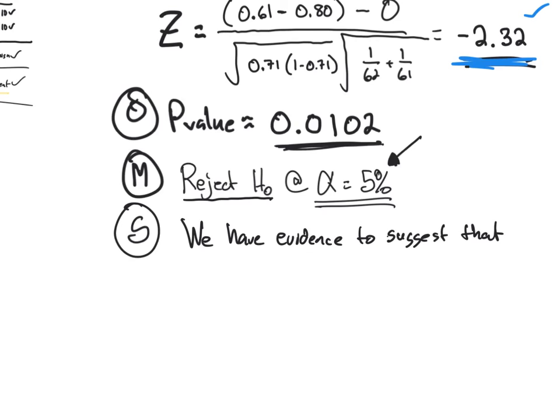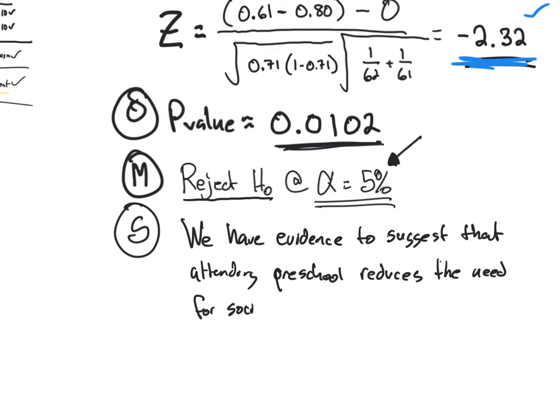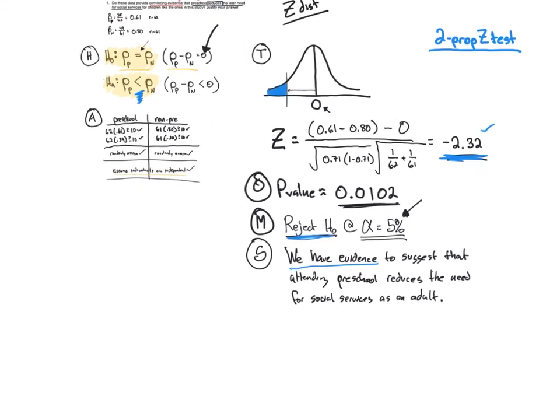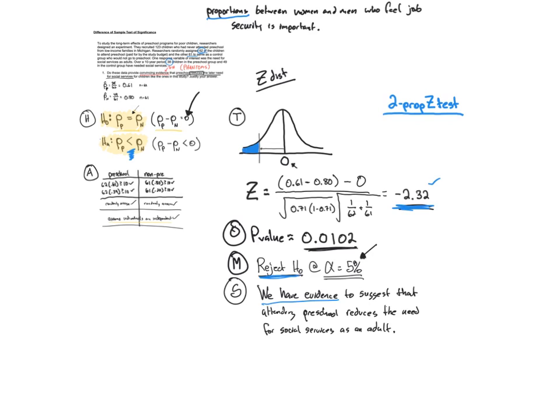Okay? Summary. Since I rejected, we have evidence to suggest that attending preschool reduces, right, less than, reduces the need for social services as an adult. There it is. Again, connect these words. Reject, we have evidence. Fail to reject, we don't have evidence. And this would do it. I do want you to take note of which standard deviation you have to use for that calculation. Yes, you have to double up your assumption checks. Don't forget to draw your curve, shade your curve.